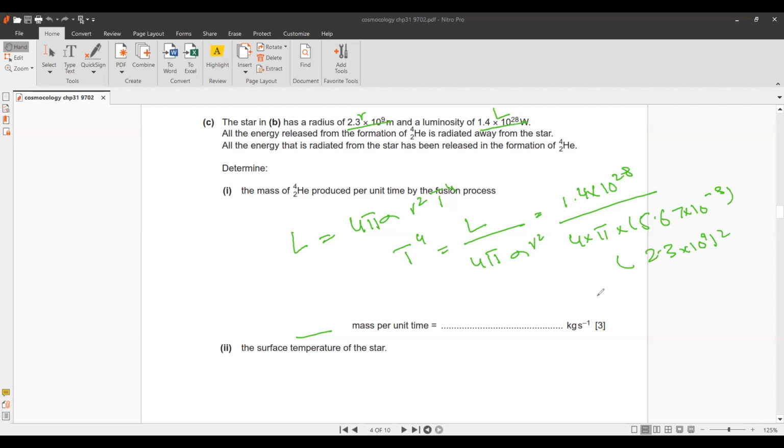So we'll get T to the 4 equals this, and we also have to take the fourth root of it. First, let's get the answer of that and then we'll take the fourth root. 1.4 into 10 raised to power 28 divided by 4 pi into 5.67 into 10 raised to power minus 8 into 2.3 into 10 raised to power 9 squared.